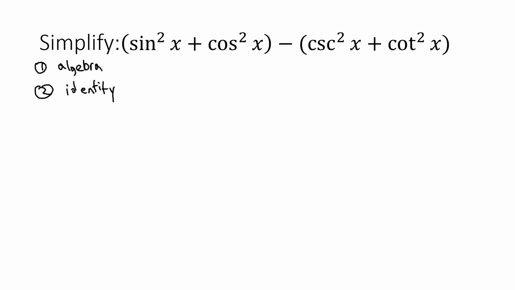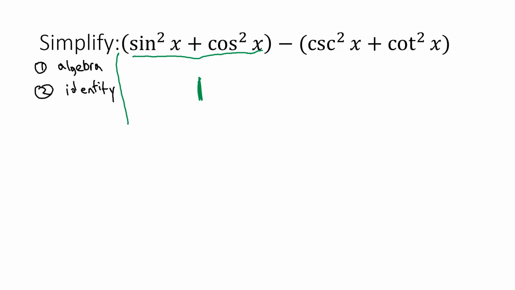Yes, we actually see a Pythagorean identity here. So again, make sure you have your identities memorized. What is sine squared plus cosine squared equal to? It'll be 1. So we can replace this portion here with just 1.